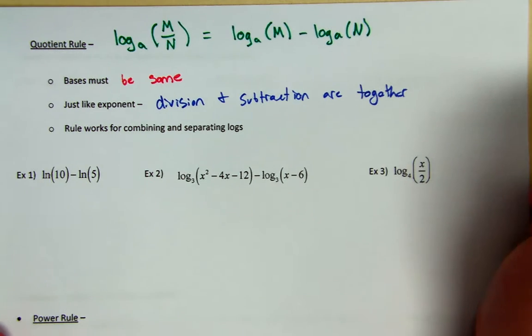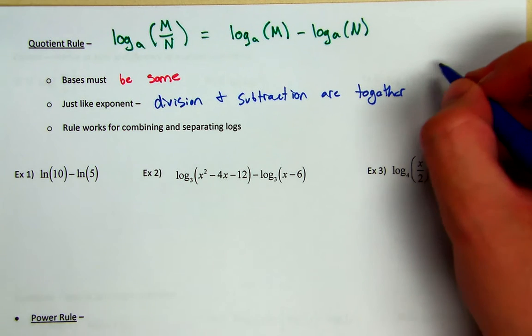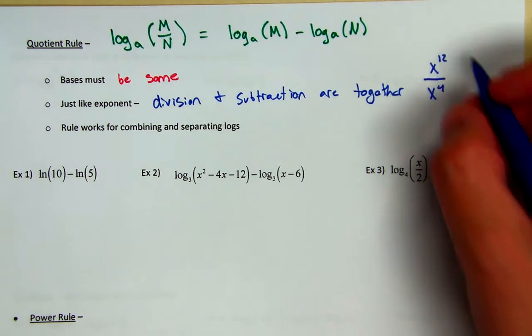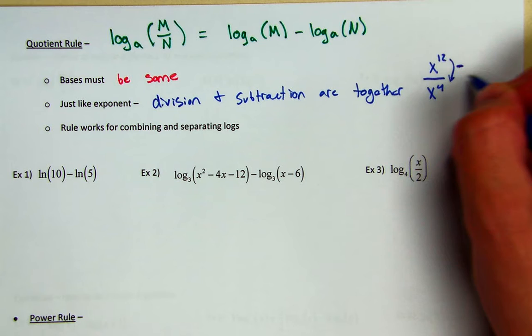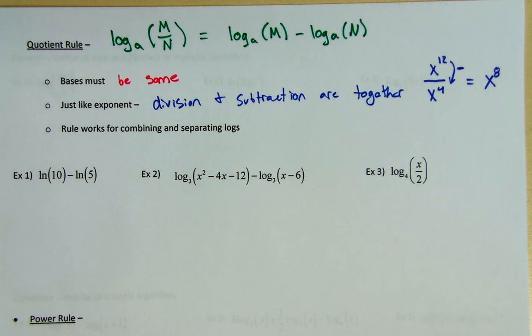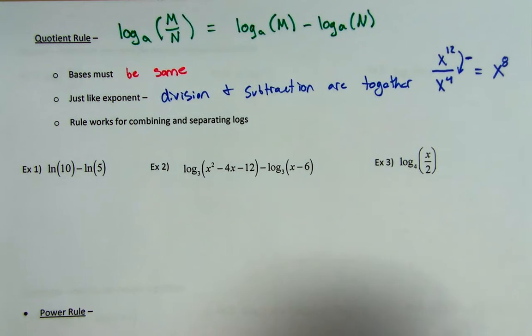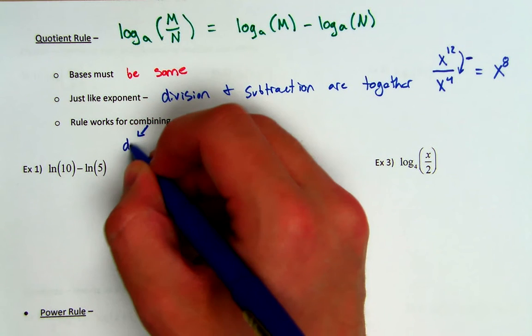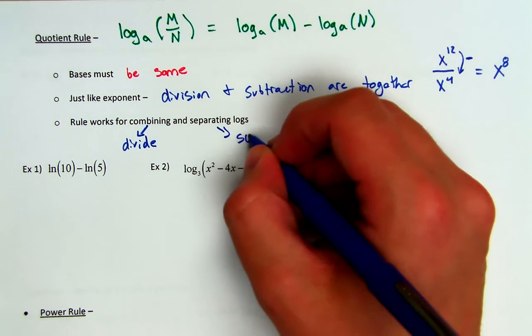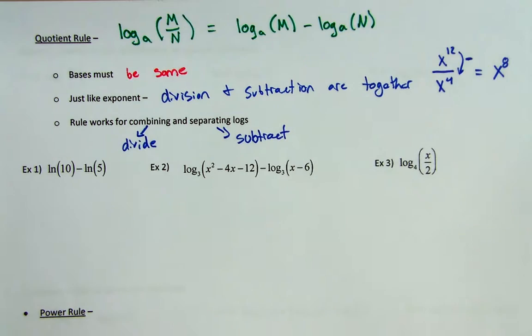Of course, I'm going to give you an example here. So if we're doing x to the 12th over x to the 4th, well, you're going to actually take this and you're going to subtract here. So we're going to get 12 minus 4 gives me x to the 8th power. So again, that's how they relate to that. Combining and separating, when we combine 2 logs, we're going to go ahead and divide. When we separate logs, think separate, we are going to subtract.